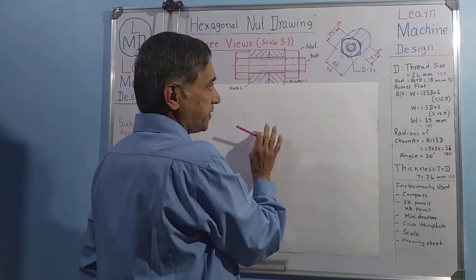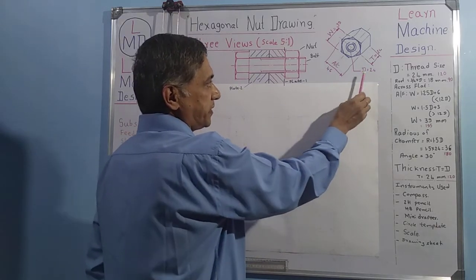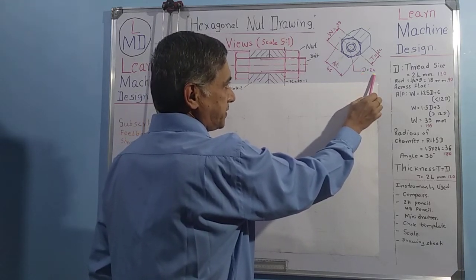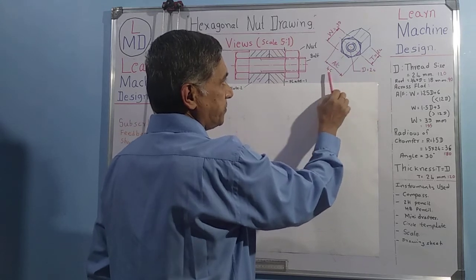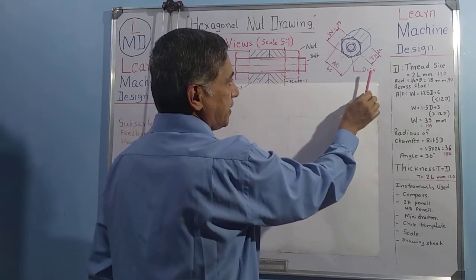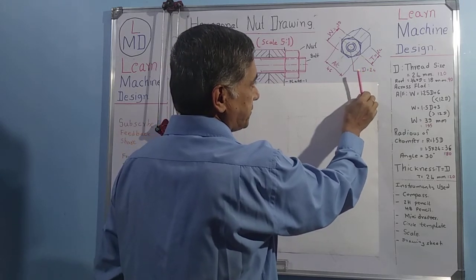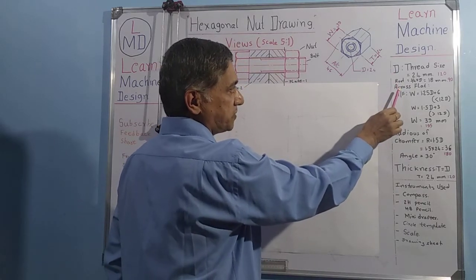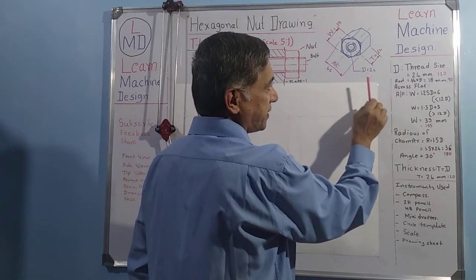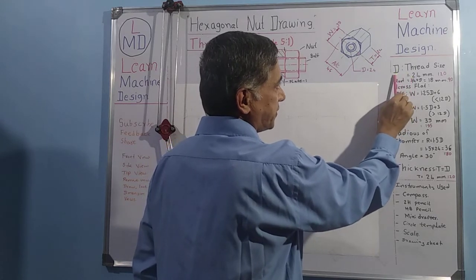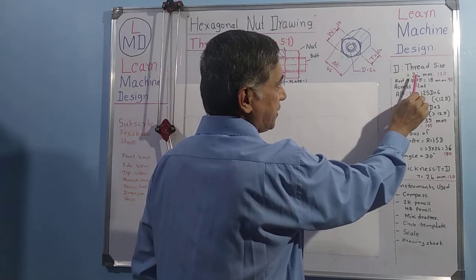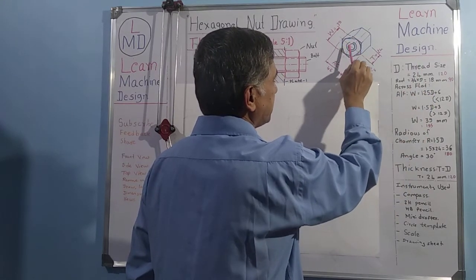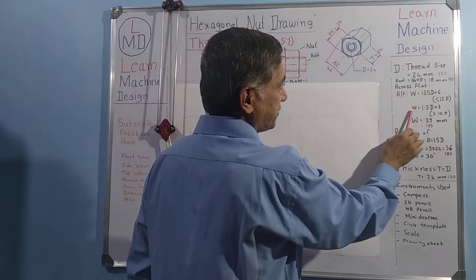For this drawing, I am going to take the nut size as 24, and based on this nut size, we have to arrive at the remaining parameters. To arrive at the remaining parameters, there are some calculations here. I am going to explain how these remaining parameters are achieved. The nut size given is 24, and the across-the-flat dimension, that means this. For that, there are some formulas here.